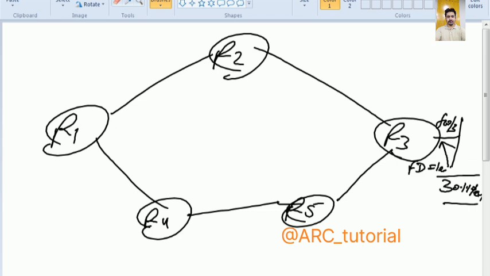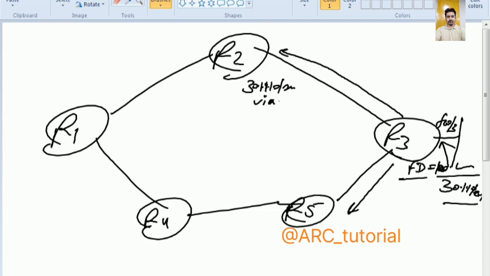Let's say it was 100. See, R3 calculated the FD of this directly connected prefix. Now R3 will be responsible for giving this update to its neighbors R2 as well as R5. R2 will receive this 30.1.1.0/24 prefix via R3, and its advertised distance will be the FD of the neighbor. So what was the FD of the neighbor? It was 100, right? So its advertised distance will become 100.